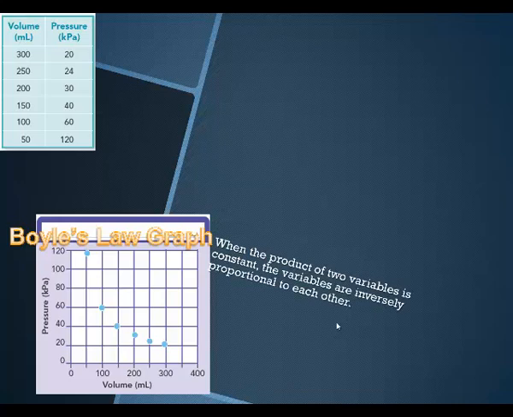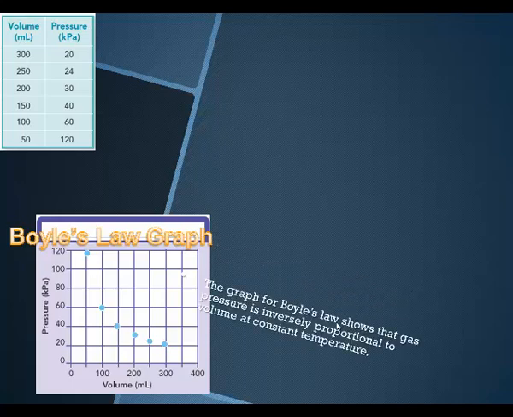When the product of two variables is constant, the variables are inversely proportional to one another. The graph for Boyle's Law shows that gas pressure is inversely proportional to volume at constant temperature. So we're staying at the same temperature. Pressure goes up, volume goes down. Volume goes up, pressure goes down. Inversely proportional.